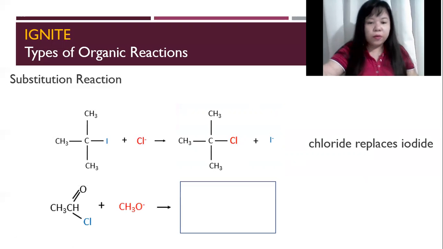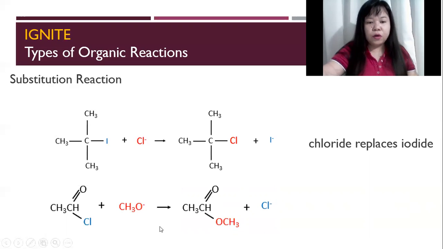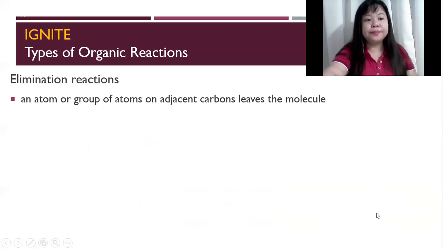And then also here we have another example, where the methoxy group is able to substitute chloride in the structure. So it is more nucleophilic than chloride. Okay, so in this example, methoxy ion replaces chloride. Next, we have elimination reactions.